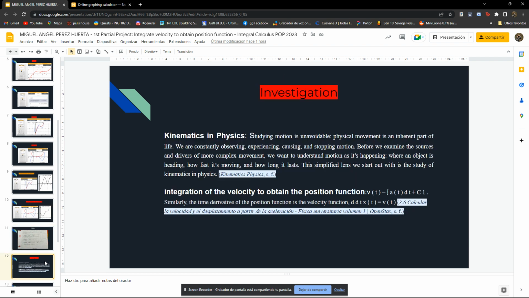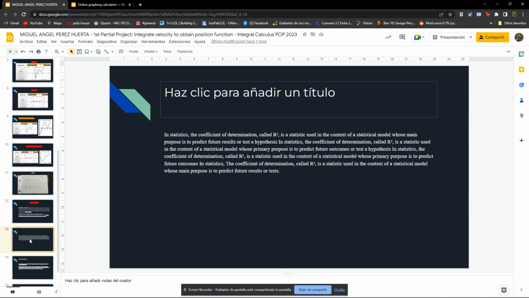My investigation is schematic and physical, studying motion in immobile objects, and to examine the sources and derivatives of the more complex movements, and the integral of the velocity to obtain the position function formula, and the R equal to, the coefficient of determination, R squared, a statistic used in the context of an experimental model. The coefficient of determination is used in the context of a model to consider my process and predicted future results to test.